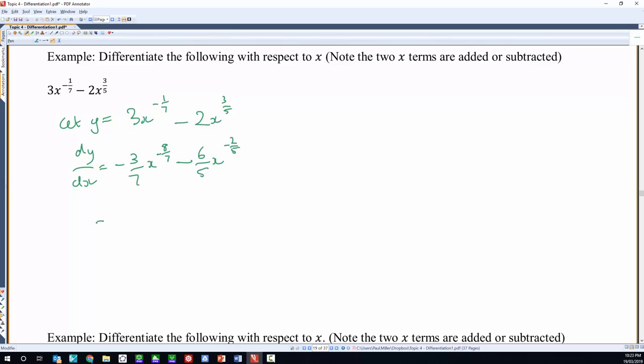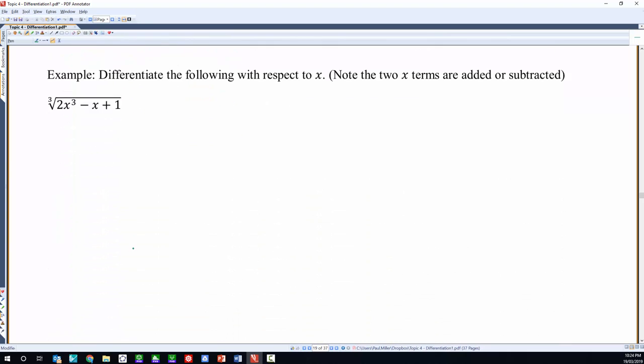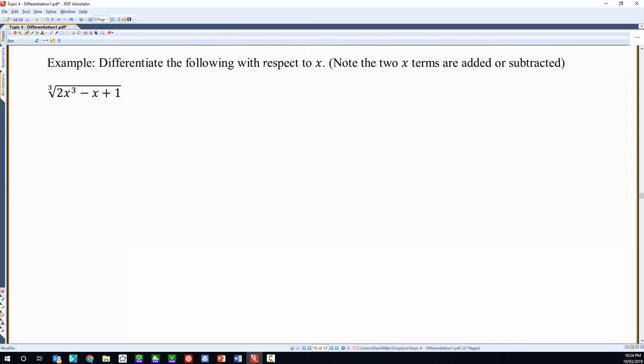Let's clean up these negative powers. Negative 3 over 7 x to the 8 on 7. Take away 6 over 5 x to the 2/5. So there's that problem there, and then I could, in theory, sub in a value for x, although how am I ever going to work out the power 8 and then the 7th root of that, I don't know, but I could, I suppose, if the number's easy enough. Right, differentiate the following with respect to x, noting that this is what I'm doing. And again, this is just a basic chain rule problem.